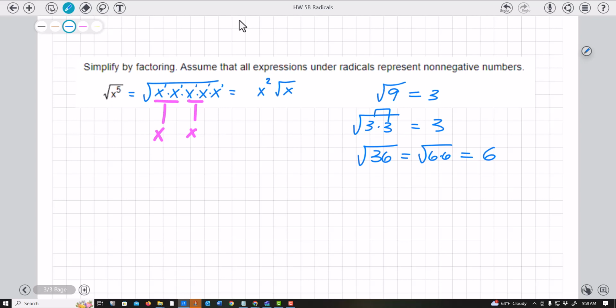What's easier to do, because what if this was like to the 500th power? Do you want to write 500 x's down? Maybe you do, but I don't.